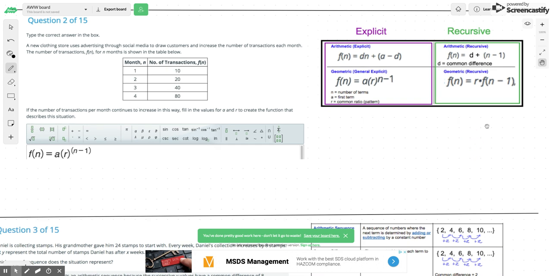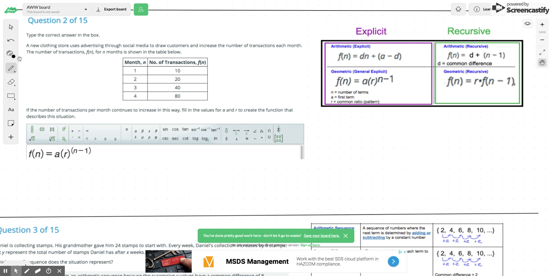Okay, question 2. A new clothing store is advertising through social media to draw customers and increase the number of transactions each month. The number of transactions f of n for n months is shown on the table. So we have our table right here. If the number of transactions per month continues to increase in this way, fill in the values for a and r to create the function that describes the situation.